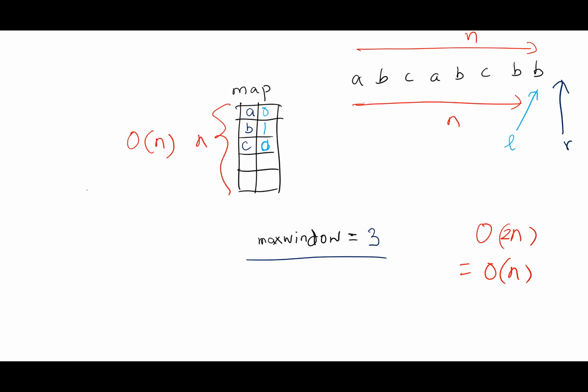But for this problem, there was a constraint that there can only be uppercase, lowercase, and symbols. So at most there can be 128 entries. We can say this is a constant number. So space complexity is also order of 1. And as we said, instead of a map, you can just keep an array of size 128.